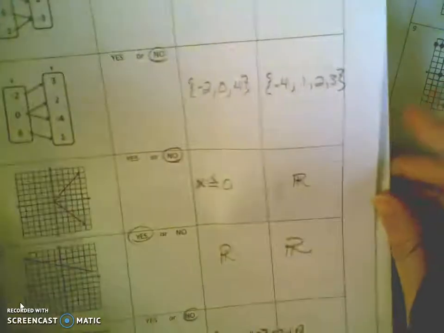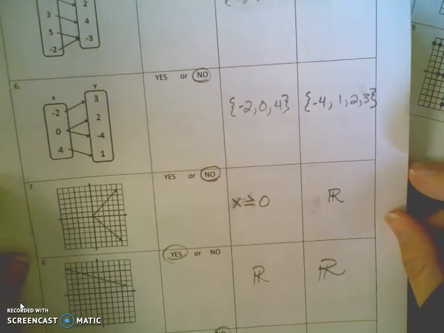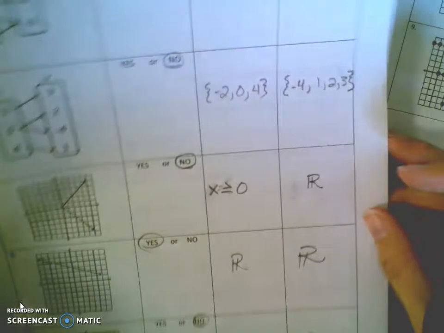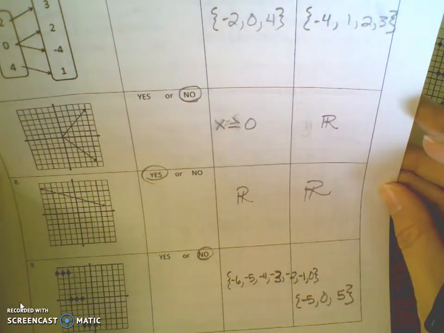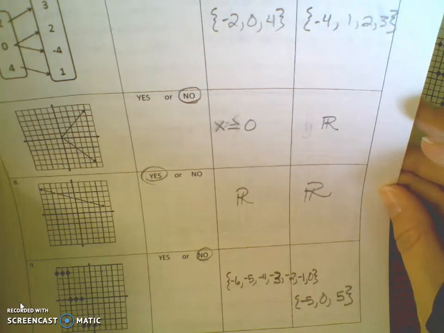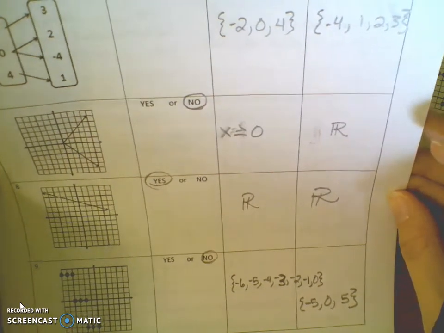Okay, here are your answers for 6, 8, and 9. So there's 6, 8, and 9. Make sure you're writing down any place where you're confused as to where the answers came from so we can talk about them in class.